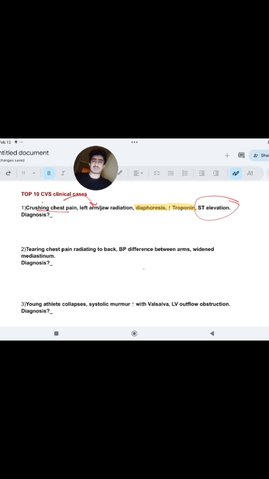So right diagnosis will be ST elevation myocardial infarction, because the pain is radiating to the left arm and the jaw, and there is the crushing chest pain with diaphoresis and also the increased level of troponin. It indicates there is a case of STEMI. Okay, ST segment elevation myocardial infarction.